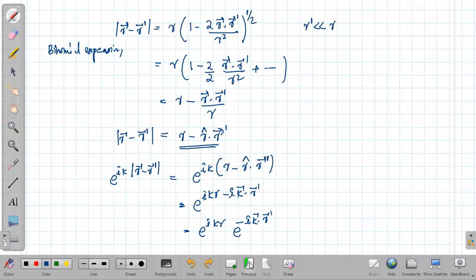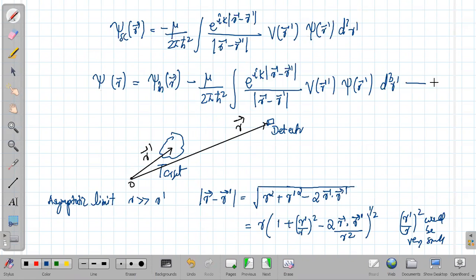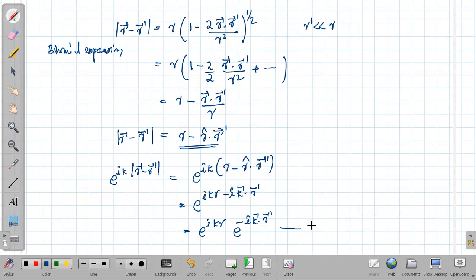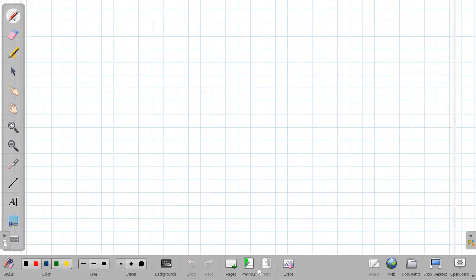Okay, we can number this expression first. Better, this is part 4 of our lecture, so this expression can be written as 4.1. And this can be written as 4.2.